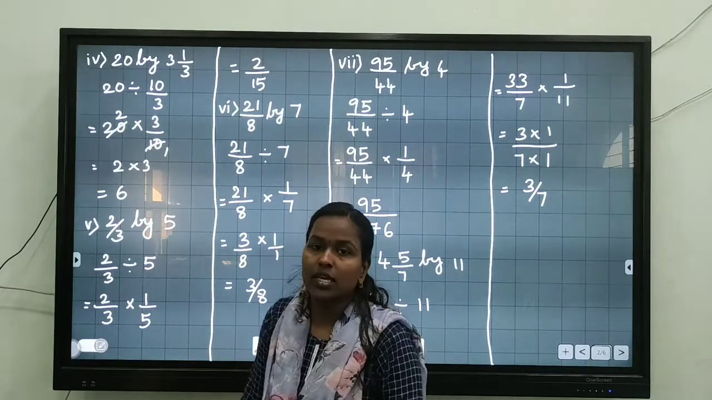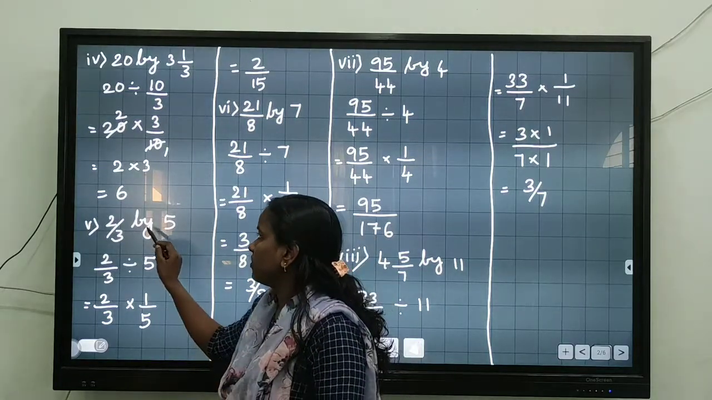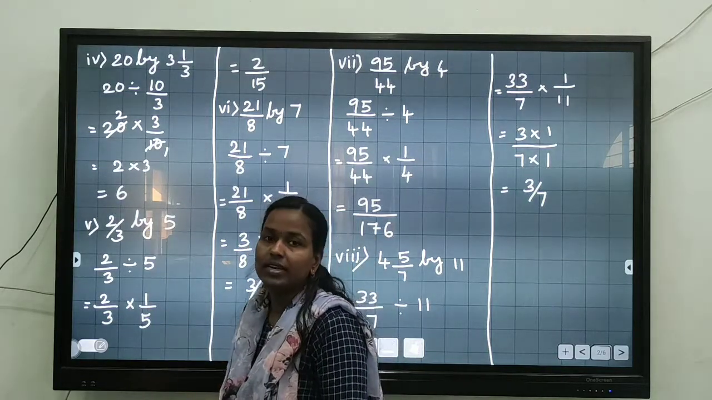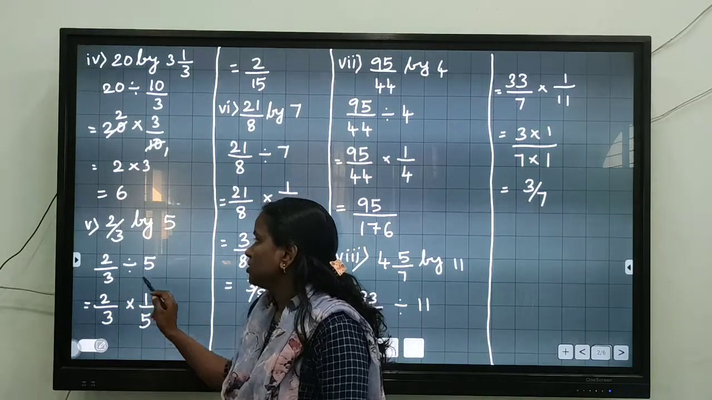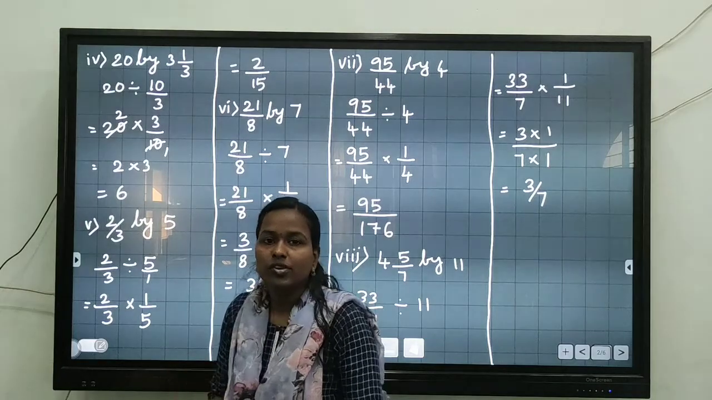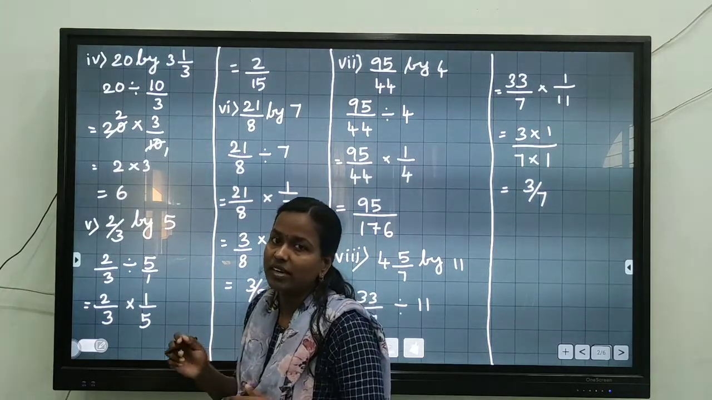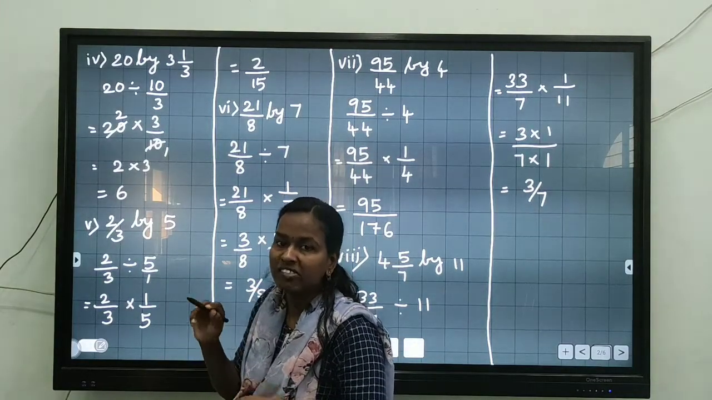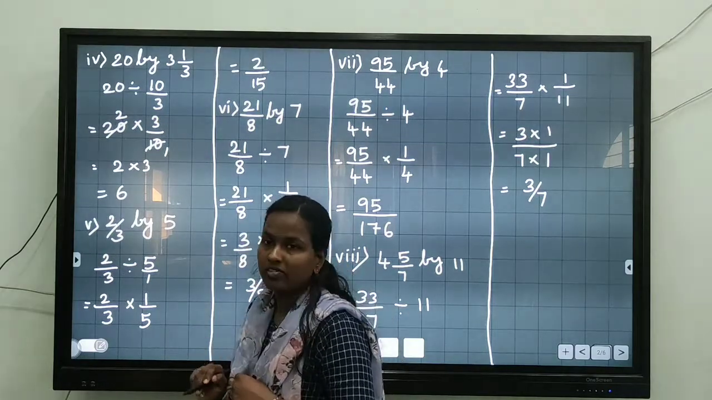Next one, 2 by 3 by 5. So same way, instead of by you have to write division sign. Then 5, you have to interchange the term. Nothing is given means denominator 1. So if you interchange the term, reciprocal of that term means 1 will go to numerator, 5 will come in denominator. So 1 by 5 will come.